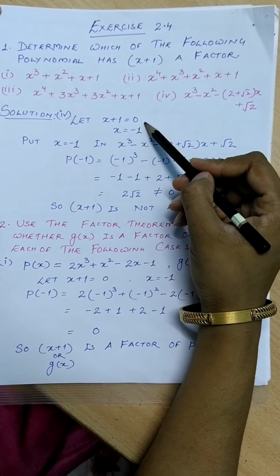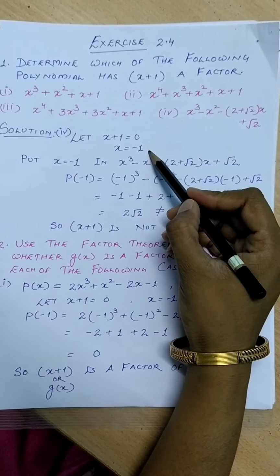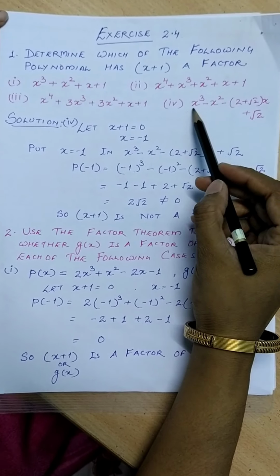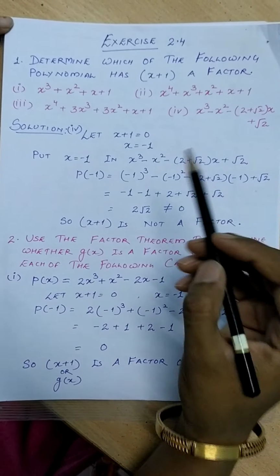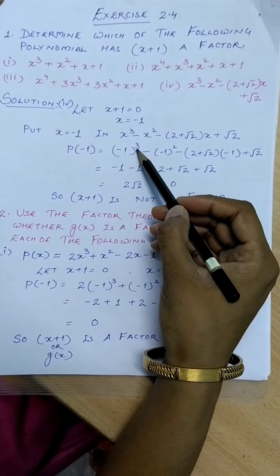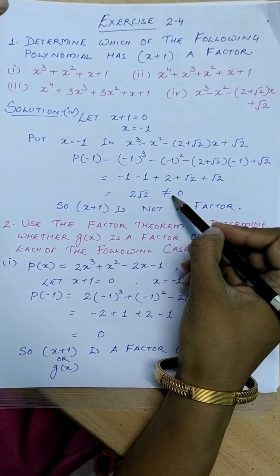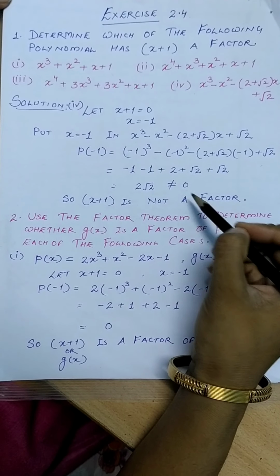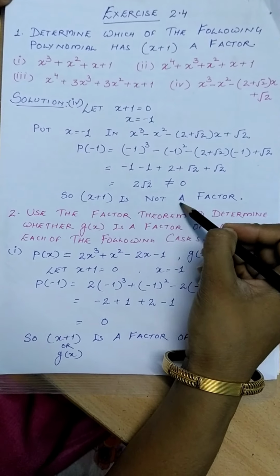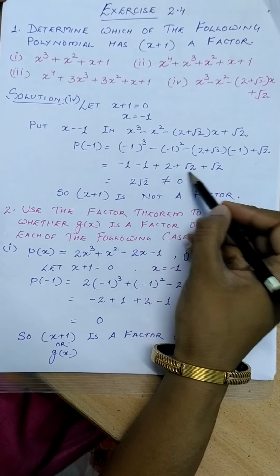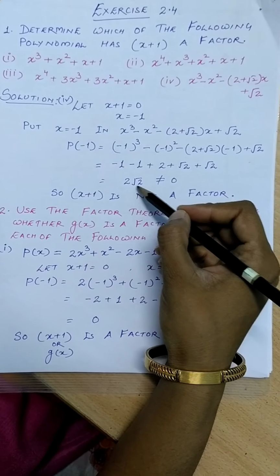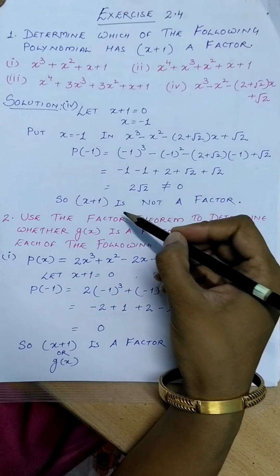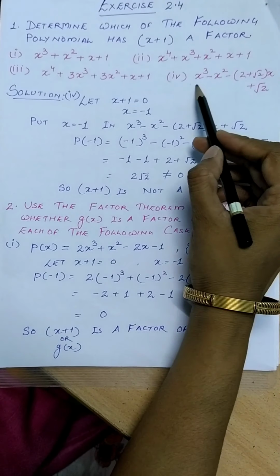Let x plus 1 equal to 0, so x equals minus 1. We'll put x equal to minus 1 in this polynomial. So in place of x I'm writing minus 1 here. I'll check whether 0 is coming or not. If 0 is there, it means x plus 1 is a factor. If 0 is not there, it means x plus 1 is not a factor. When you solve it, you will get 2 root 2, which is not equal to 0. So x plus 1 is not a factor of this polynomial.